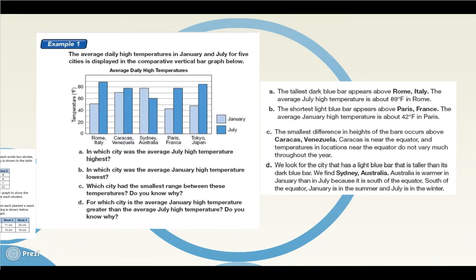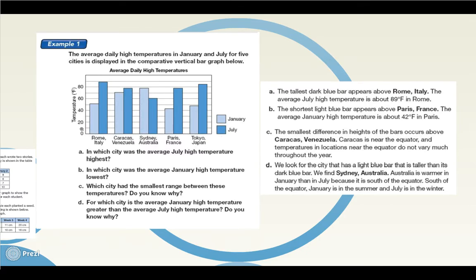Okay, example number one. The average daily high temperatures in January and July for 5 cities is displayed in a comparative vertical bar graph below. Each one of these is a city, and we're comparing the temperatures for January and July. Here's the key right here: the light blue is January, dark blue is July.